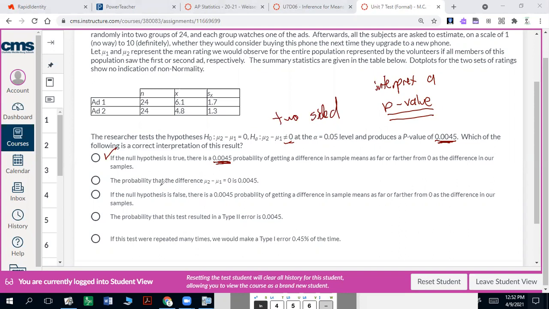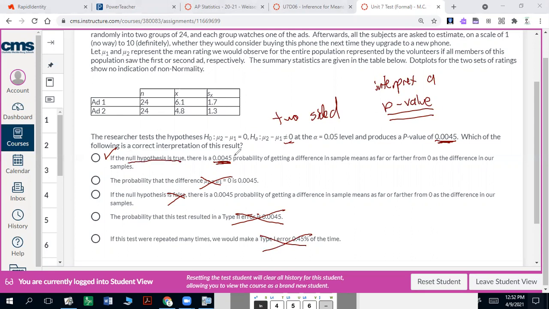Let's look at the other ones. The probability that the mean difference is equal to 0 is 0.0045? That is not true at all. If the null hypothesis is false, we have to assume it's true, so we can eliminate that. The probability that the test resulted in a type 2 error? Nope, has nothing to do with that. If the test were repeated many times, you'd make a type 1 error? No.